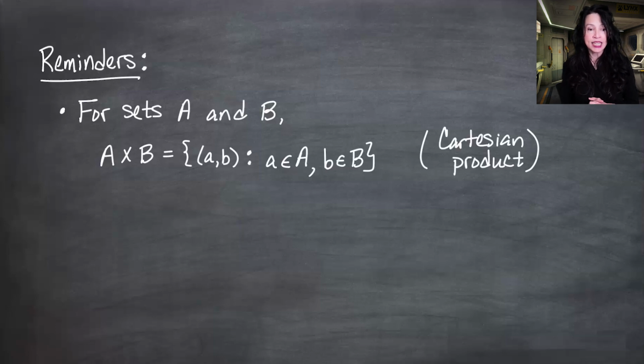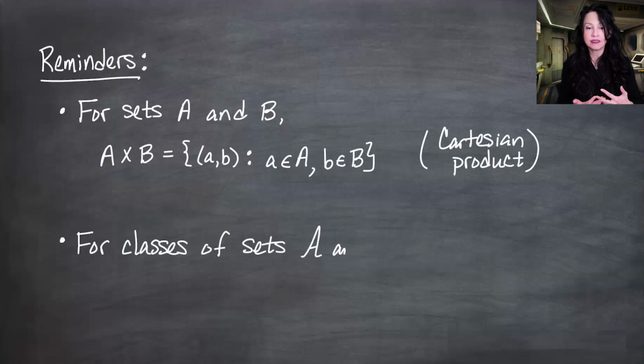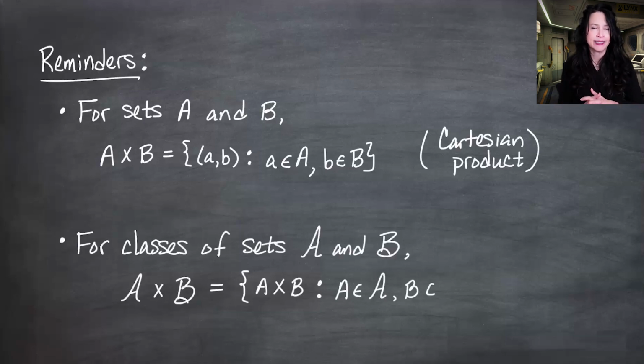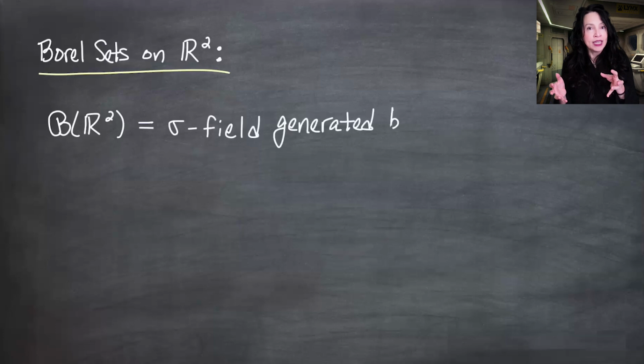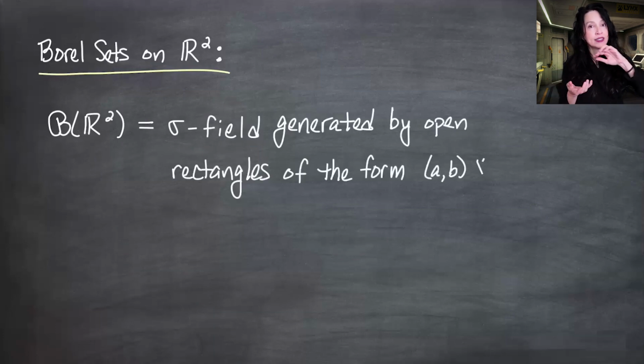And then if you see entire collections or classes of sets, curly A and some kind of curly B that is not necessarily Borel sets, and you cross those, this is the collection of sets like this. The Borel sets on R2 is the sigma field or sigma algebra generated by all open intervals of the form from A to B, an open interval crossed with a C to D, an open interval on like the y-axis, so like an open rectangle.